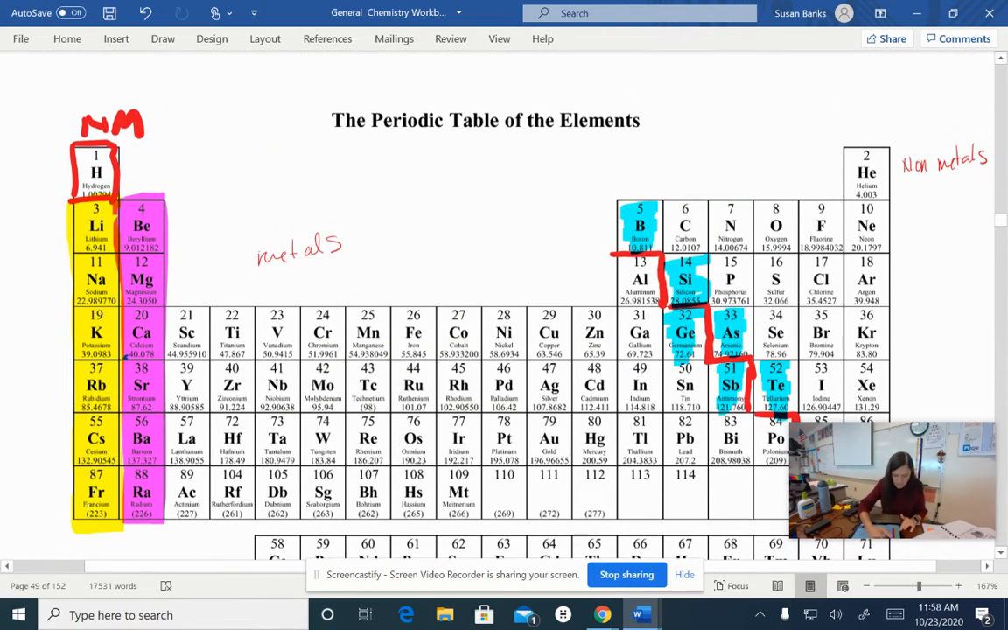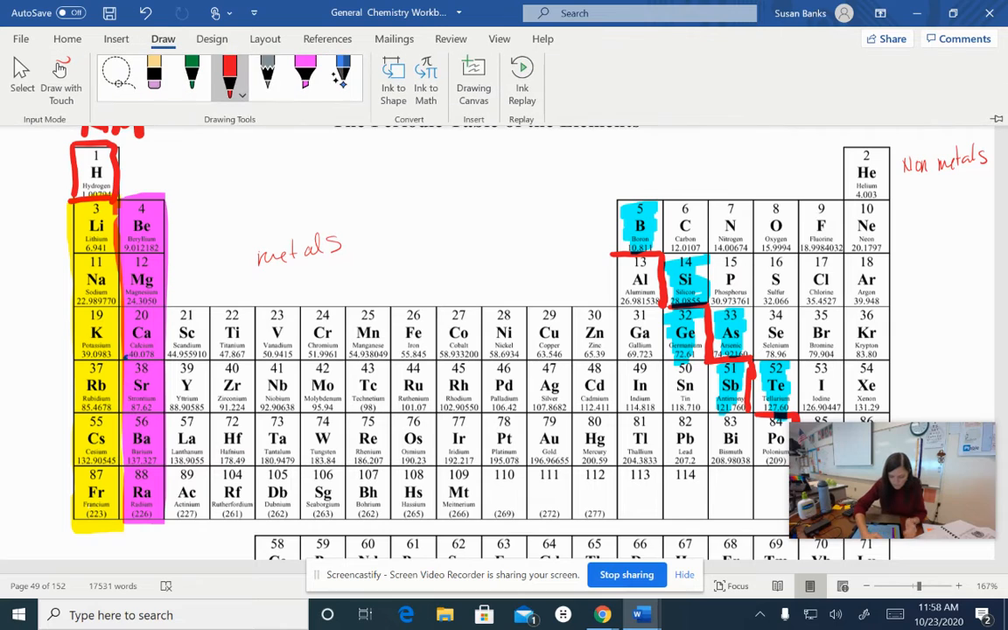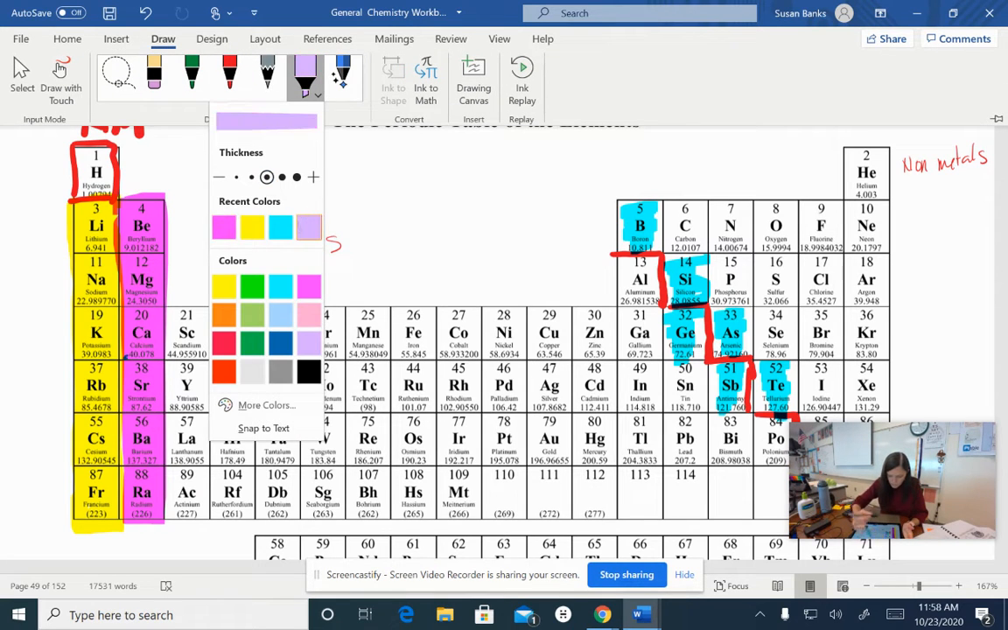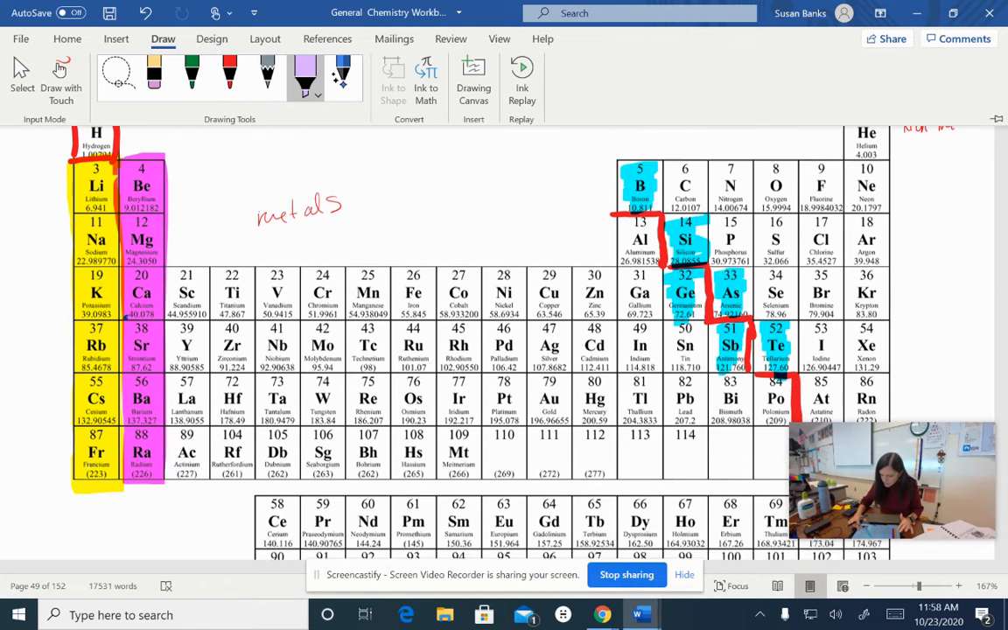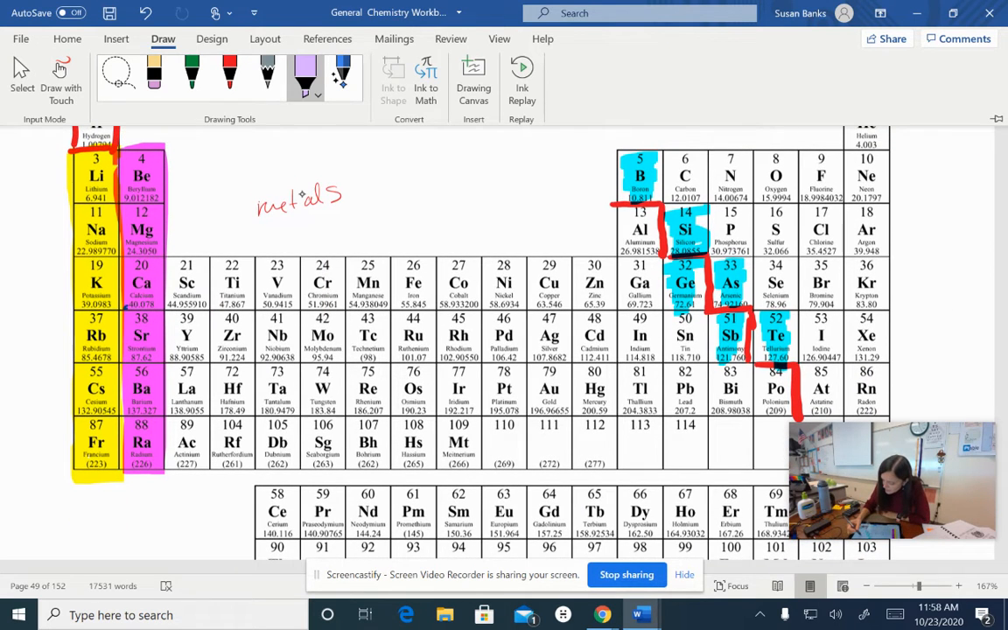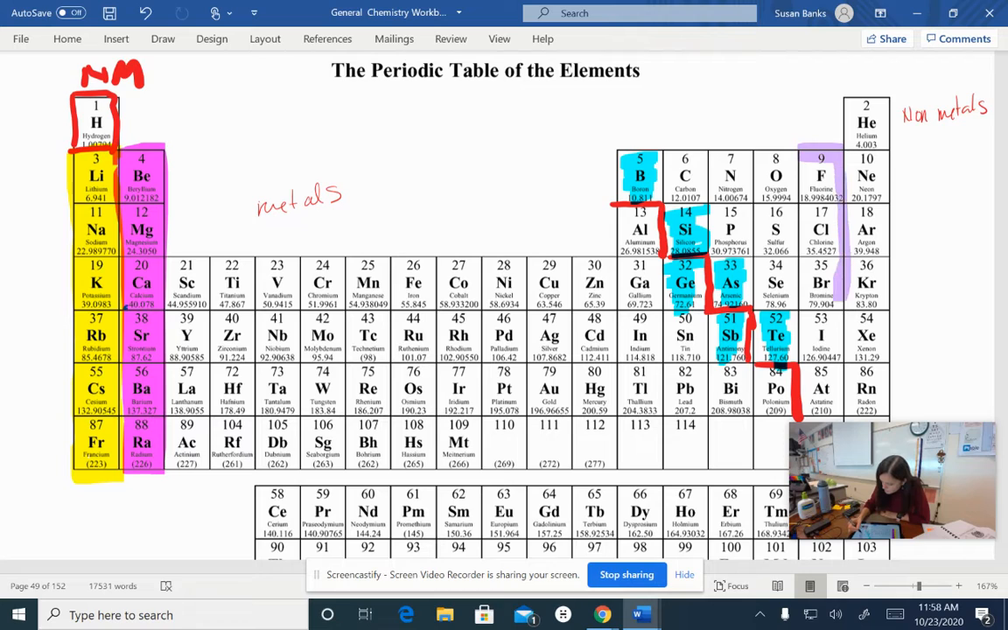So let's highlight the halogens on the periodic table here. And they're group 17. Okay, I'm going to put them in this kind of lavender lilac color. The halogens are right here. So we have fluorine, chlorine, bromine, iodine, and astatine.